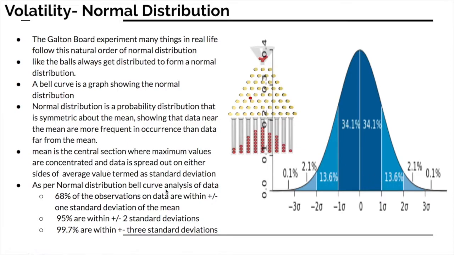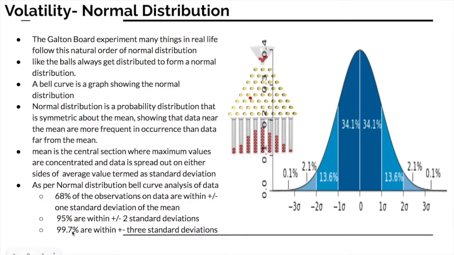So the normal distribution, or the bell curve, says that 68% of the observations of any kind of data, whether height, weight, performance, price, whatever, are within plus or minus one standard deviation. So deviation from the mean. The mean is a central point, the average, right? And 95% are within minus 2 standard deviations and plus 2 standard deviations.